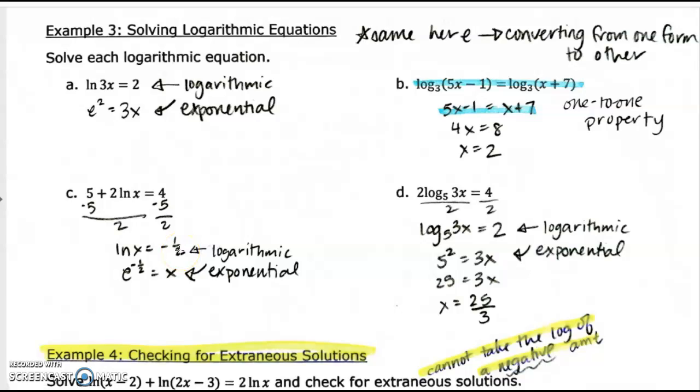And then finally in D, I am dividing by 2 on both sides to isolate my logarithm. I convert it then into an exponential and then solve for my variable.